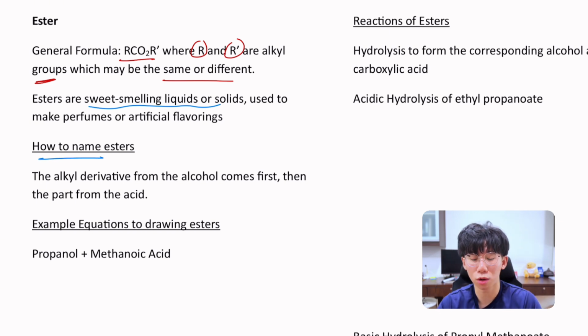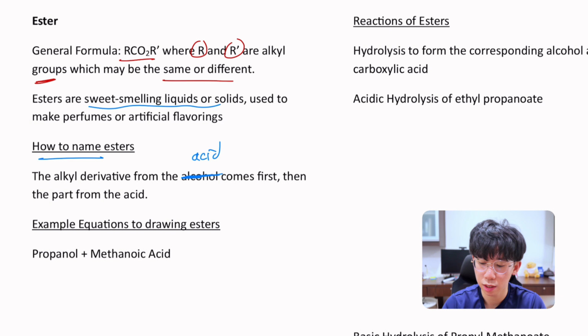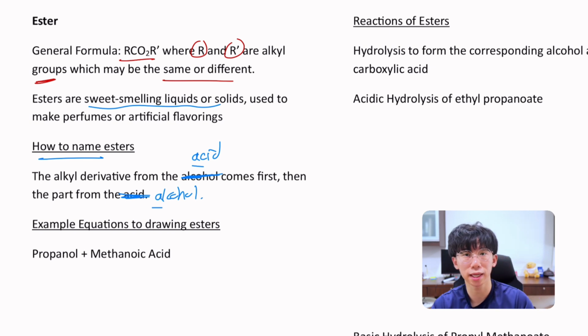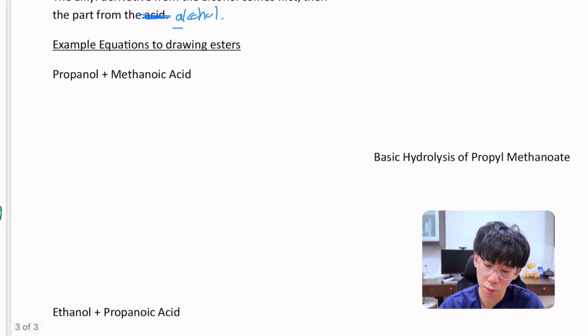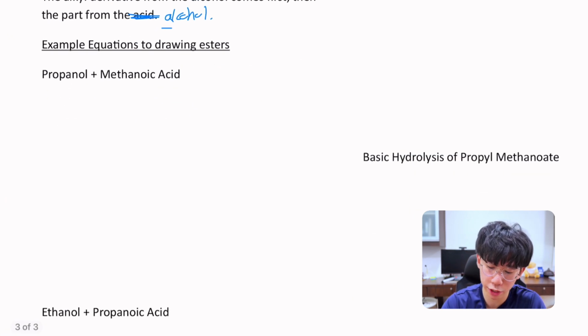First of all, we need to know how to name our esters. For this, the alkyl derivative from the acid comes first, then the part from the alcohol. How do you remember this? Acid has an AC and alcohol has an AL. Alphabetically, the acid should come first. So, some example equations to drawing your esters are your propanol plus methanoic acid reaction. So let's draw propanol out first.